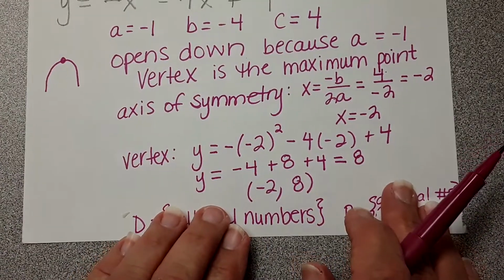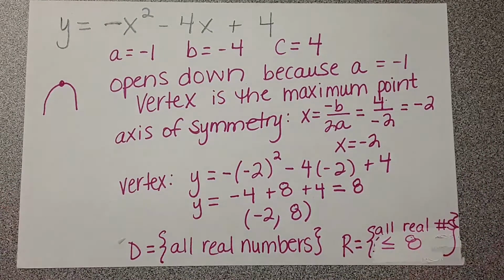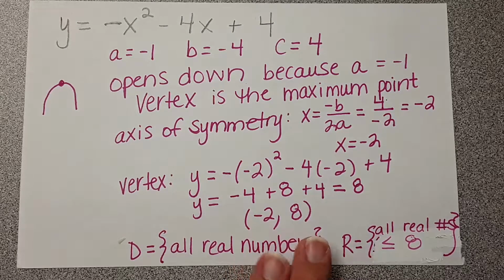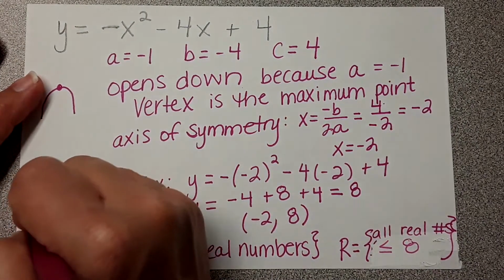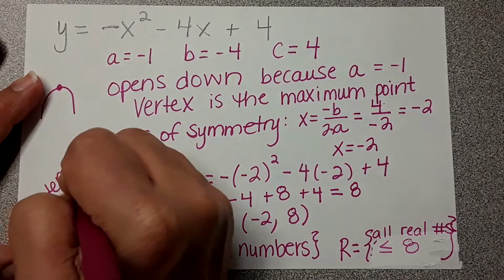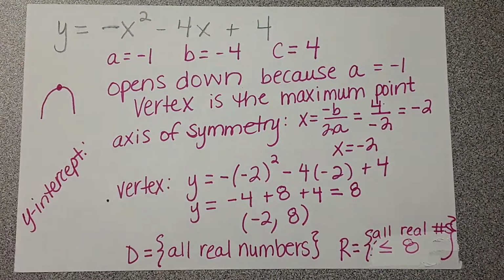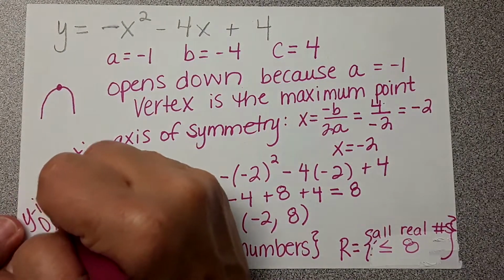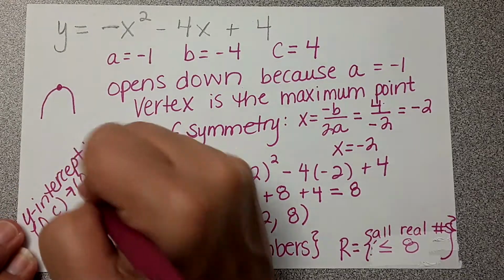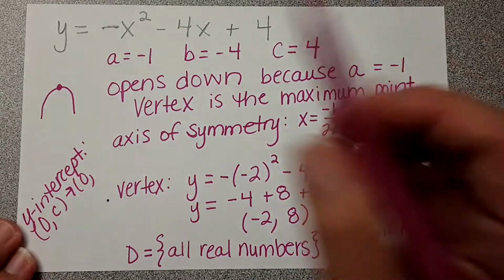And if I asked you what our maximum value was, our maximum point is -2, 8. If I asked you what our maximum value was, you would say 8, because it's always that y. Now there's one more thing that we have to find, and that's our y-intercept. And our y-intercept is always what? You said it earlier. Yes, our y-intercept is 0, c. So it would be 0, and what's our c? 4.